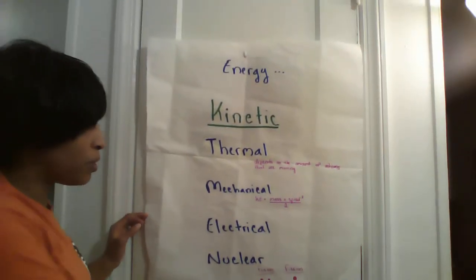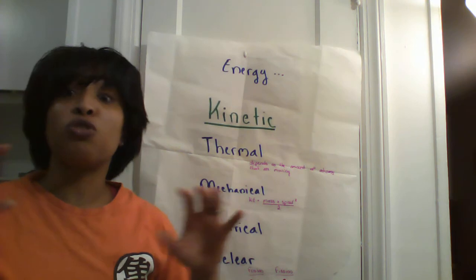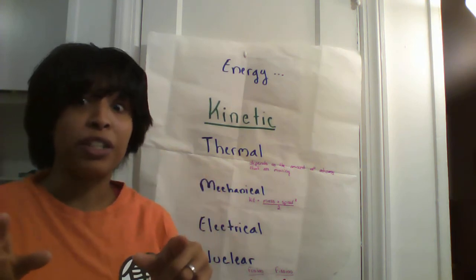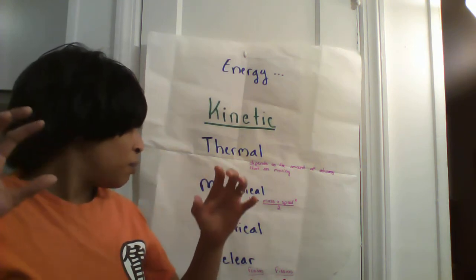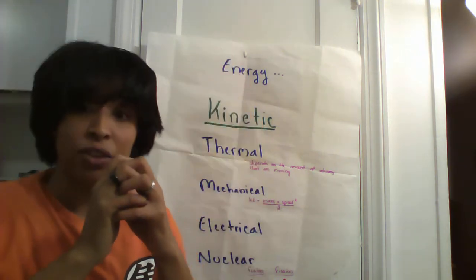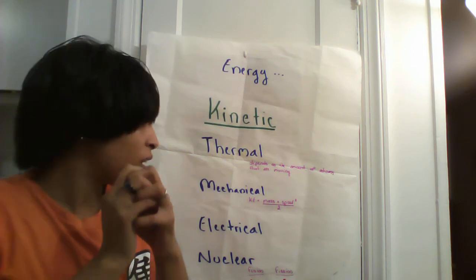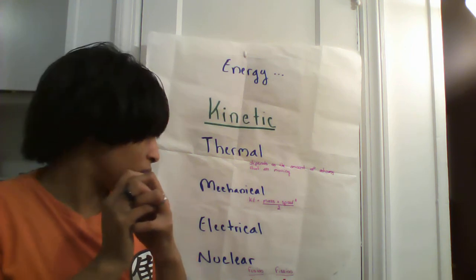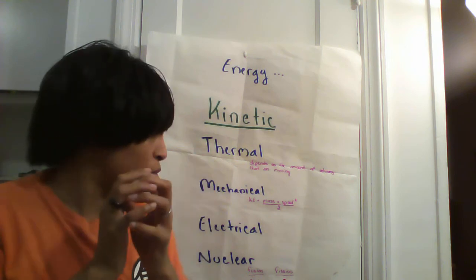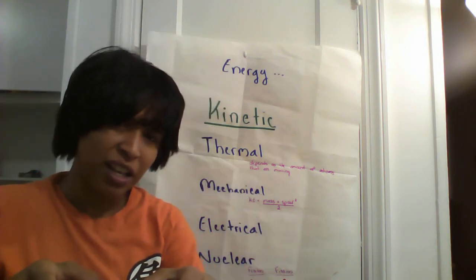Nuclear energy, we have fusion and fission. You can get a lot of energy, by the way, from nuclear energy. Fusion is taking two atoms together. That's how the sun does it. There's a lot of fusion going on in the sun. And then we have fission. We're taking one big atom and we're splitting it. That's what's happening at our power plants.